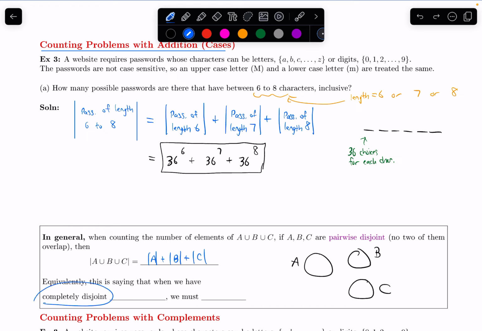So when we have completely disjoint cases in a counting problem, then we end up adding them together to get our final answer. In a later video in this section, we'll talk about how this changes when there is overlap in our 2 sets. So it gets slightly more complicated there.